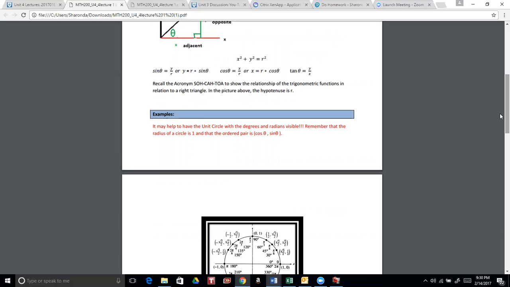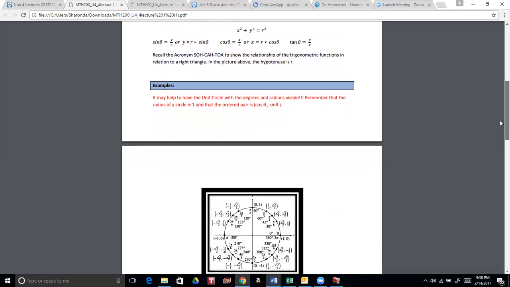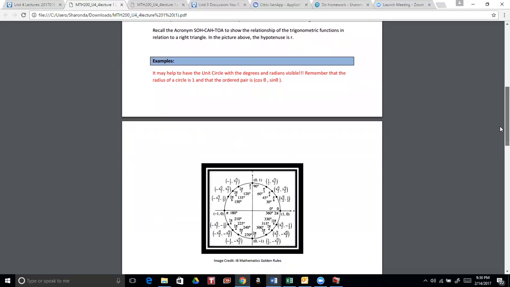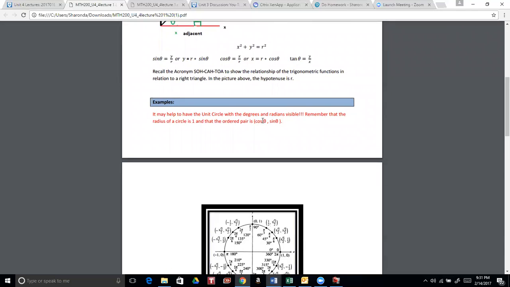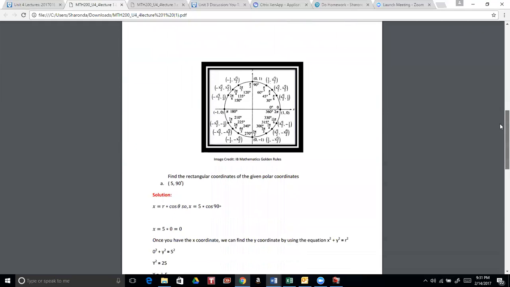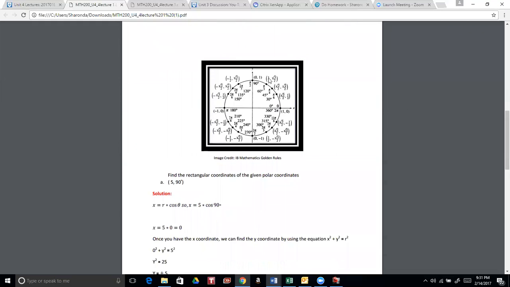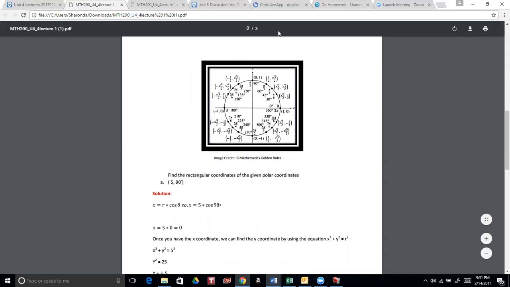This will help you. Remember that the radius of the unit circle is 1, and the ordered pair is cosine theta, sine theta. This is your x and then your y. So this is a unit circle for you. It gives you the degree form, the radian forms, and the values for certain angles on the unit circle.